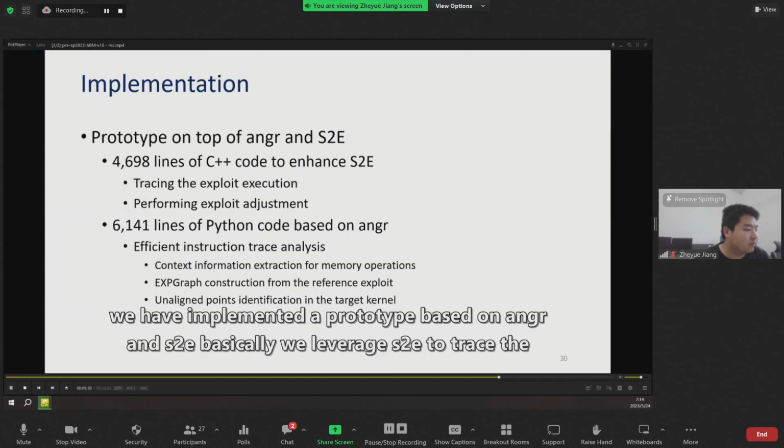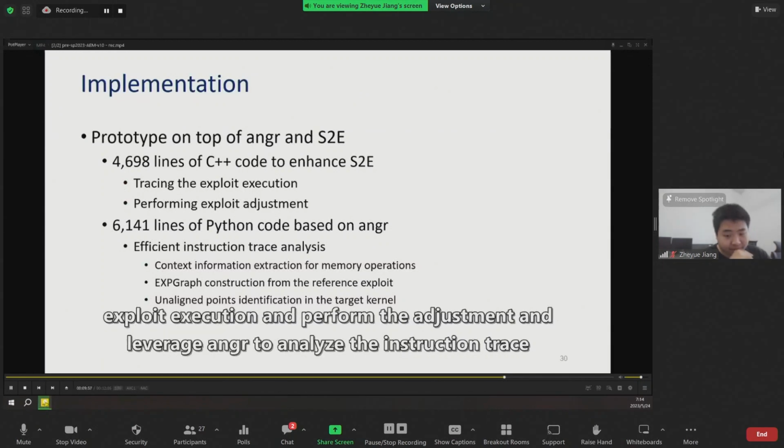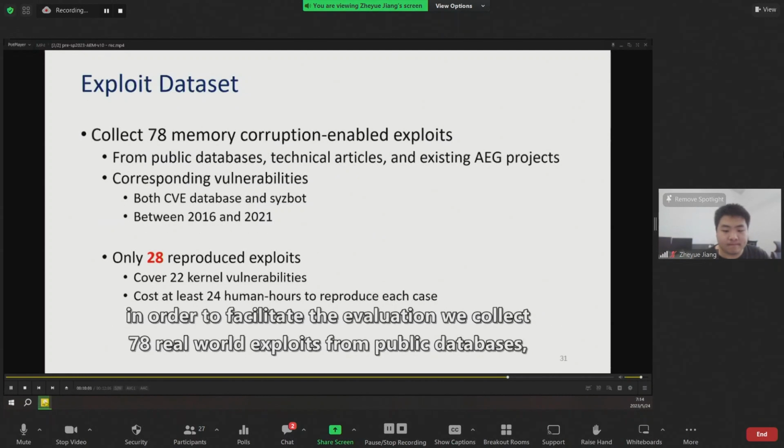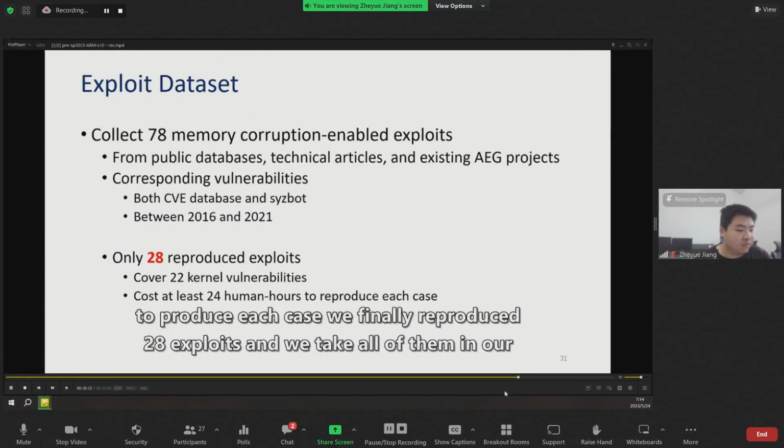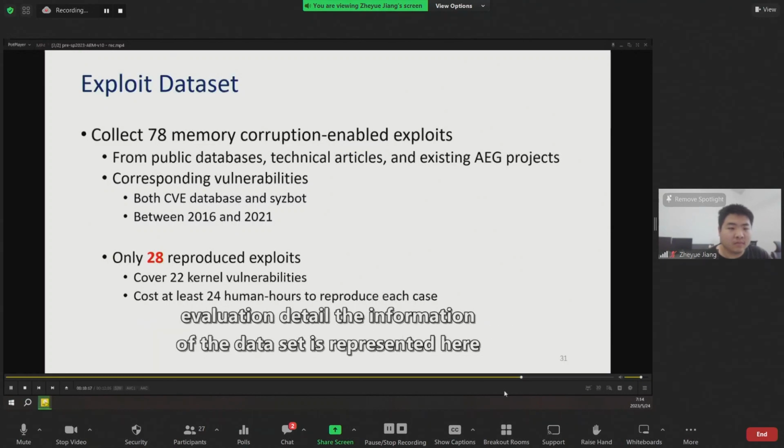We have implemented a prototype based on Angr and S2E. Basically, we leverage S2E to trace the exploit execution and perform the adjustment, and leverage Angr to analyze the instruction trees. In order to facilitate the evaluation, we collect 78 real-world exploits from public databases, technical articles, and existing AEG projects. By taking at least 24 human hours to produce each case, we finally reproduce 28 exploits, and we take all of them in our evaluation.